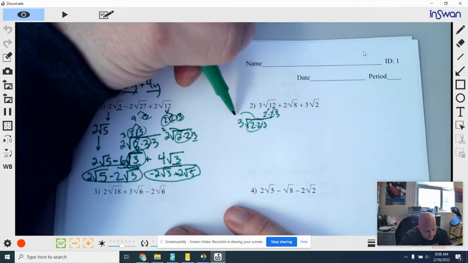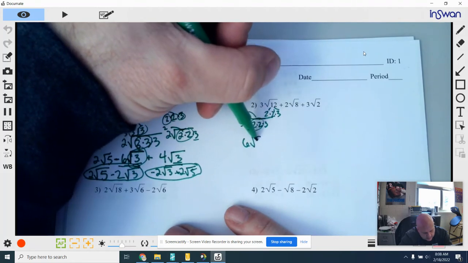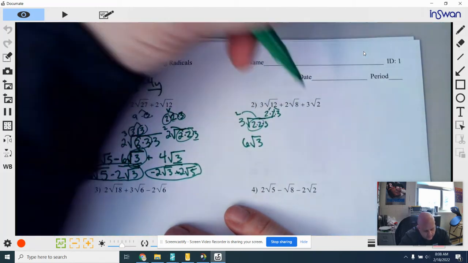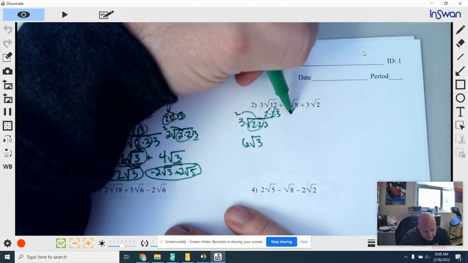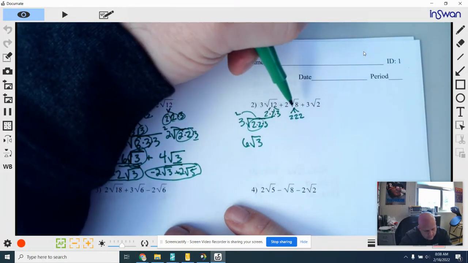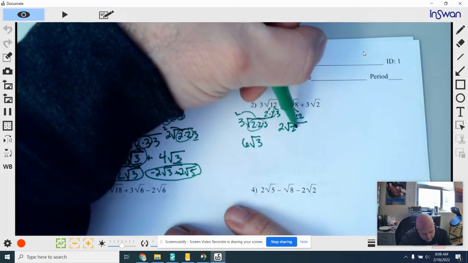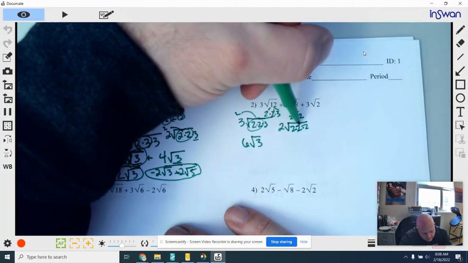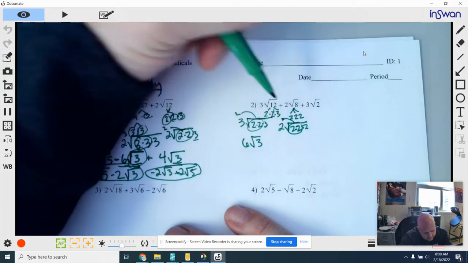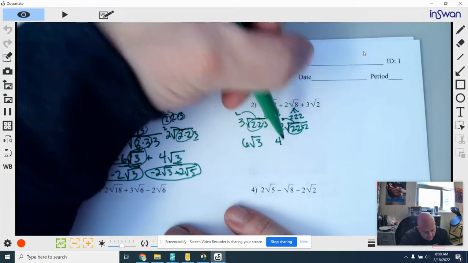So out comes 1, 2, multiplies with that 3. 3 times 2 is 6, so it breaks down to 6 root 3. Okay, square root of 8. Well, that's going to be 2 times 2 times 2. So that's going to be a 2 out front, and then you had those 3 2's underneath being multiplied. So 1 comes out, multiplies with this 2 out front here, which gives you 4.